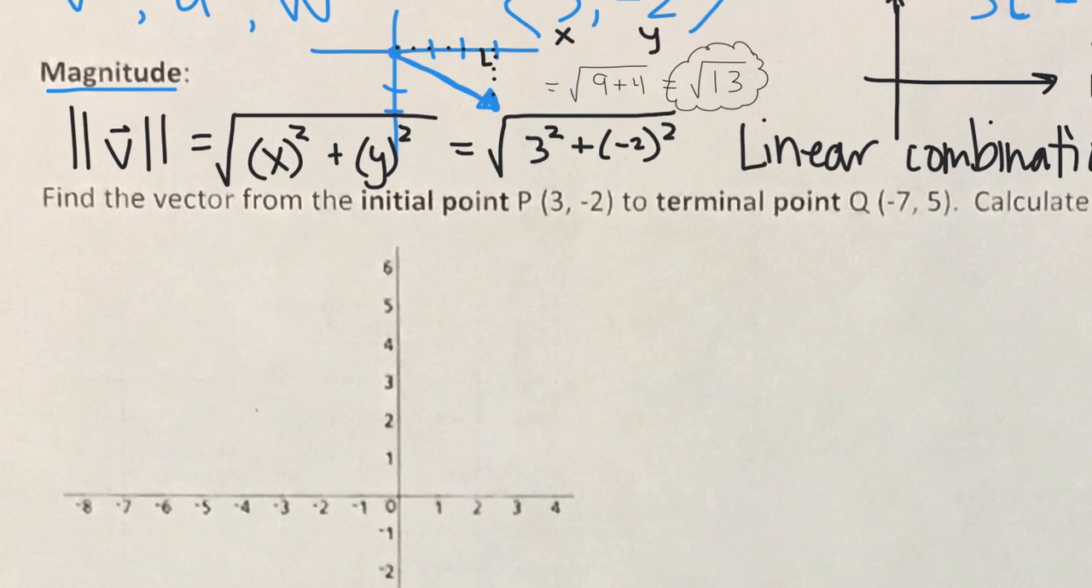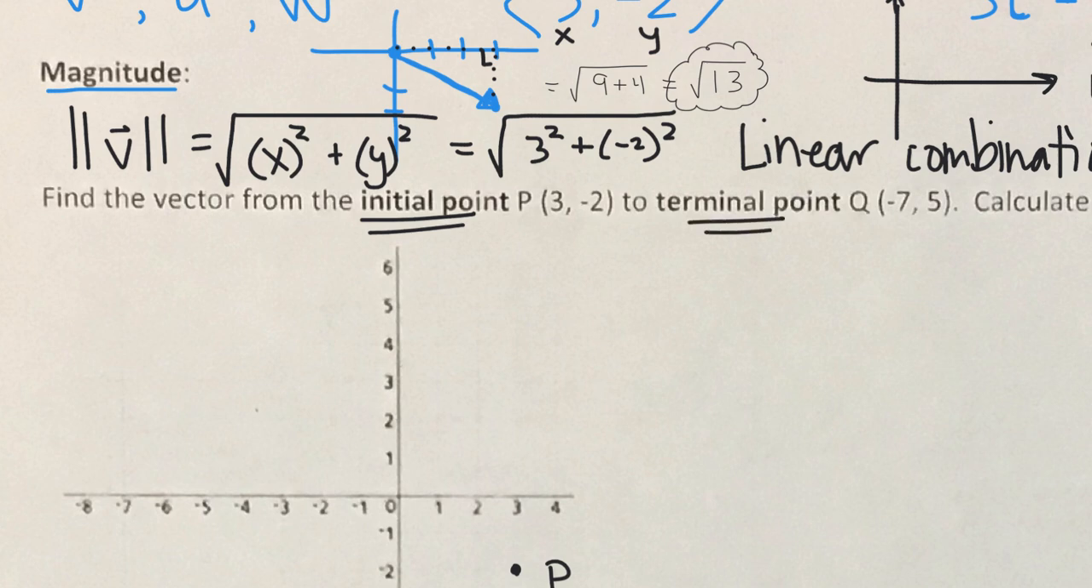Find the vector from the initial point P at (3, -2). So we have a grid here, and (3, -2) is right there. So there's point P, to the terminal point. Initial point is where we're starting, and terminal point is where we're ending.